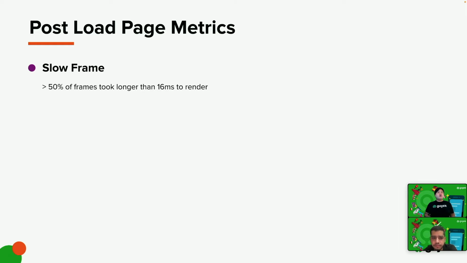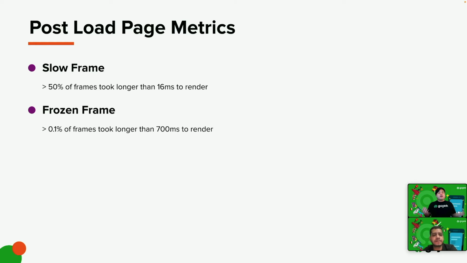First is slow frame. This metric is the percentage of user sessions that experience a noticeable amount of slow rendering for a specific screen. Specifically, the metric is the percentage of screen instances during which more than 50% of frames took longer than 16 milliseconds to render.